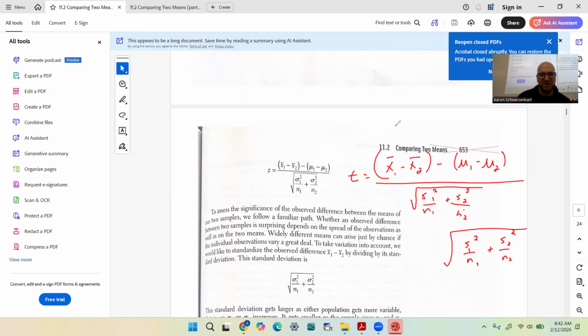So it's again just x bar minus mu over standard deviation. I'm just saying x bar is now the difference in x bars, and mu is the difference in mu's. This is how you get standard deviation with two of them: you add the squares of both parts.